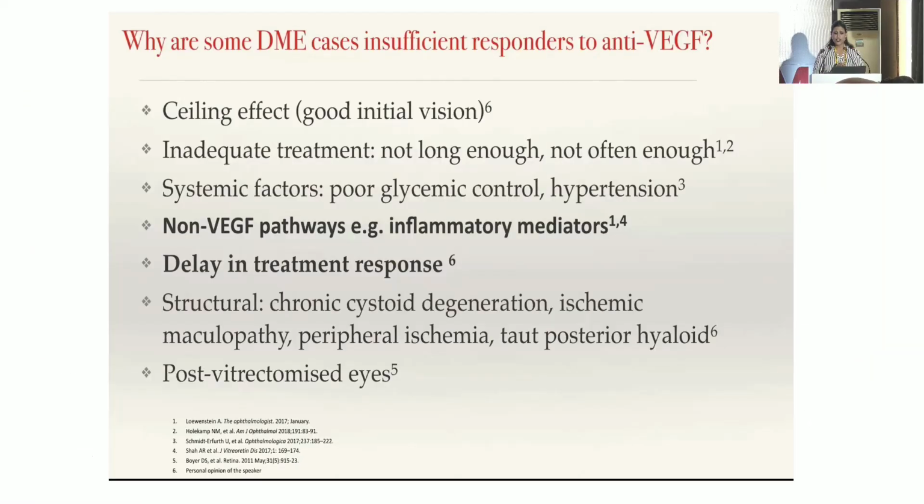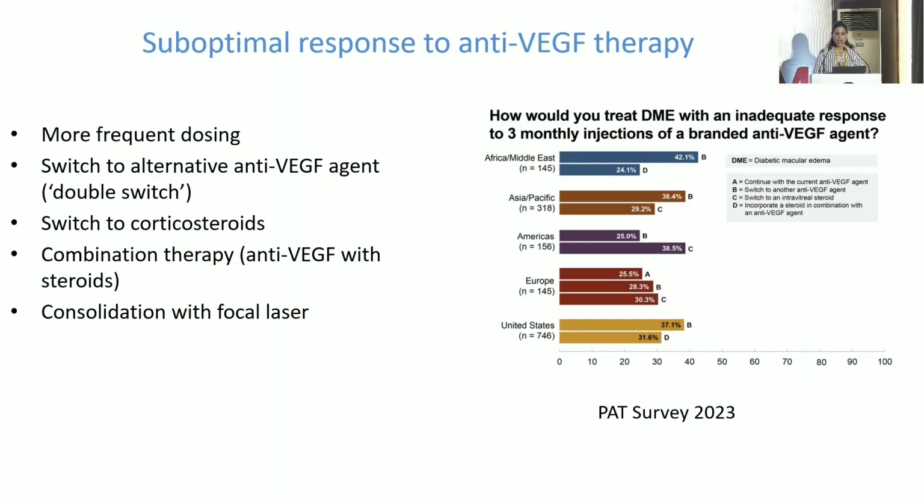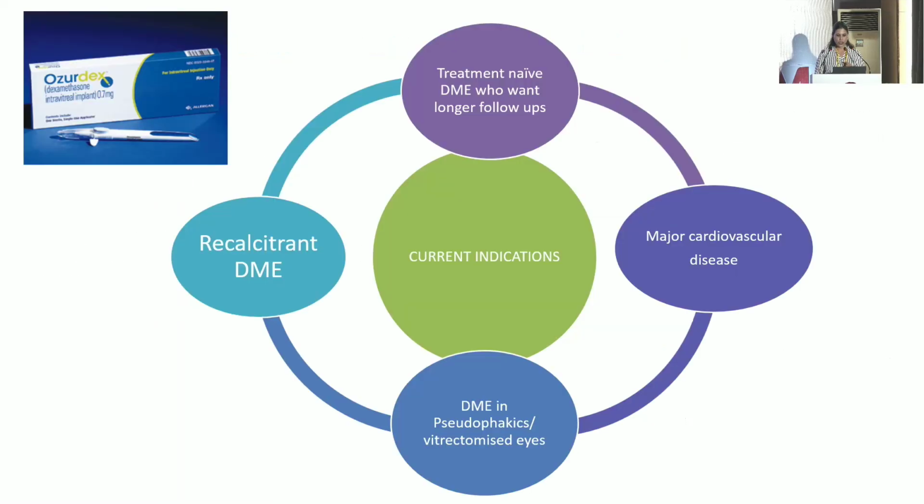So why are some DME patients insufficient responders to anti-VEGF? There is a ceiling effect, there is inadequate treatment, systemic factors play a role, maybe they have predominant inflammatory mediators, delay in treatment response, some OCT biomarkers, which I'll be discussing in the subsequent slides, and the post-vitrectomized eye. Suboptimal responses to anti-VEGF therapy can be tackled with more frequent doses, switching to an alternative anti-VEGF, switching to corticosteroids, or a combination therapy or consolidation with focal laser.